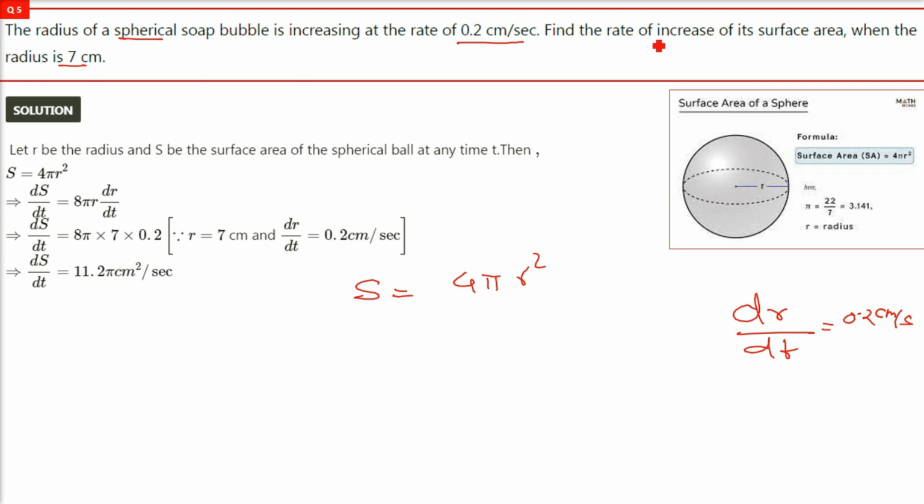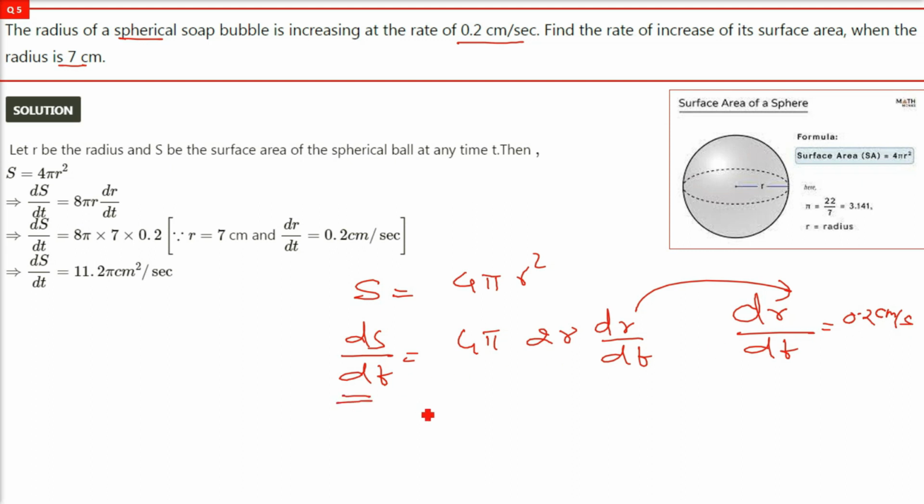So we have to find out the rate of increase of its surface area, ds by dt we have to compute, which is 4 pi. This r square is going to be 2r. There is no t here, so we have to introduce dr by dt here. dr by dt is already given as 0.2 centimeter per second. So this 4 into pi into 2, and at what radius? 7 centimeter given in the question. Just write it here. 4 pi into 2 into 7 into, there is 2 missing. Just remember 2 I have missed, into 0.2. When you compute, it is going to be 11.2 pi centimeter per second, but you can also compute it using pi as 22 by 7, because 7 and 7 will get cancelled.